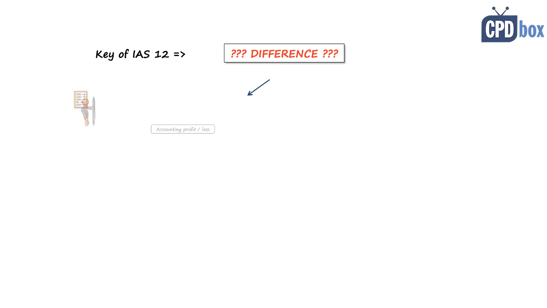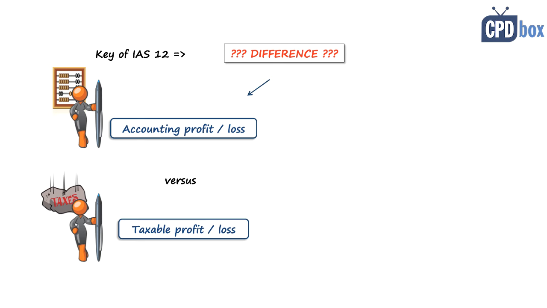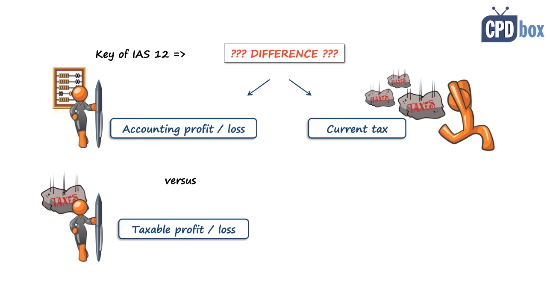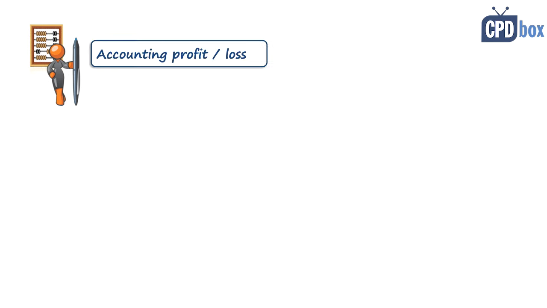A key element of understanding IAS 12 is to understand the difference between accounting profit or loss and taxable profit or loss on one side, and the difference between current tax and deferred tax on the other side. So let's start with the accounting profit. For the purpose of this standard, it is defined as a profit or loss for the period before deducting tax expense. Be careful and notice that it's the profit before tax.